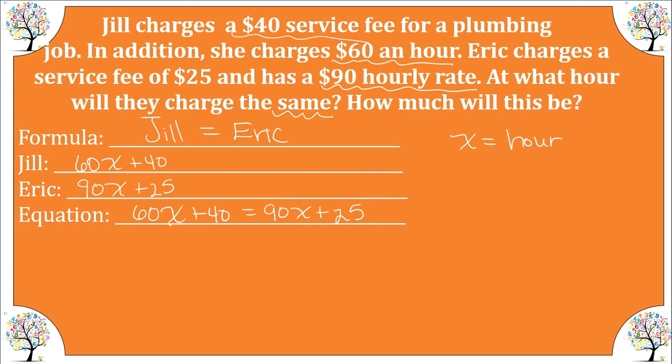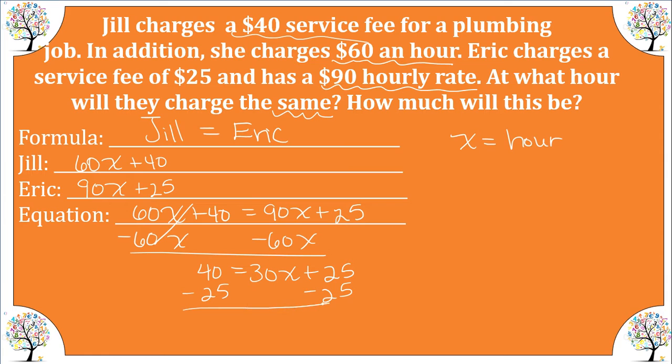We have variables on the left and the right, so address the variables first. Let's subtract out the smaller one, so subtract 60x from both sides. We bring down a positive 40 is equal to 30x plus 25. We're going to subtract 25 from both sides. So this gives us 15 equal to 30x. Divide each side by 30. And x is going to be 1/2. So in half an hour, they both charge the same.